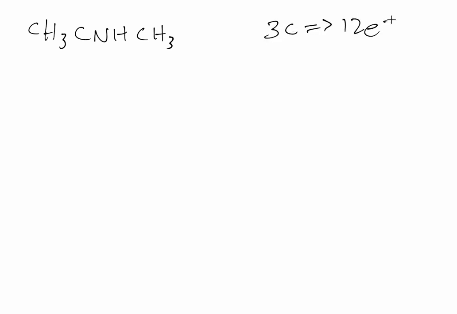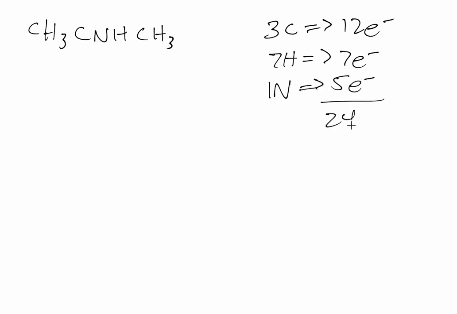Alright, our next example is going to be CH3CNHCH3. So as we've done before, we'll first count the number of electrons. 3 carbons giving us 12. 7 hydrogens giving us 7. And 1 nitrogen giving us 5. A total of 24 electrons.